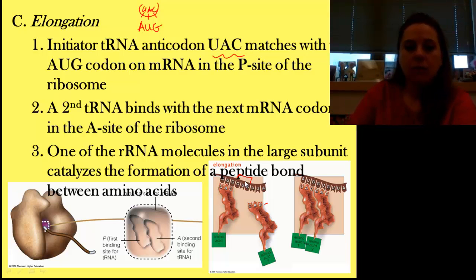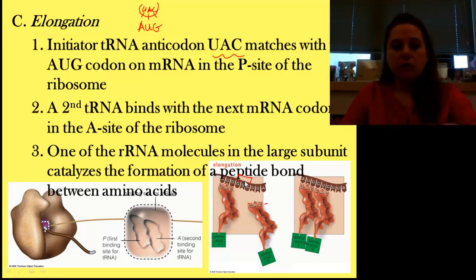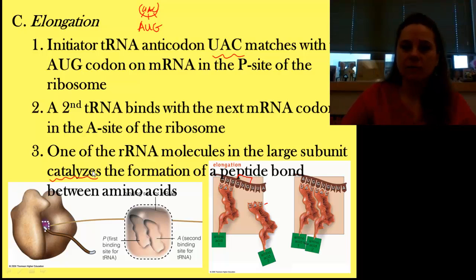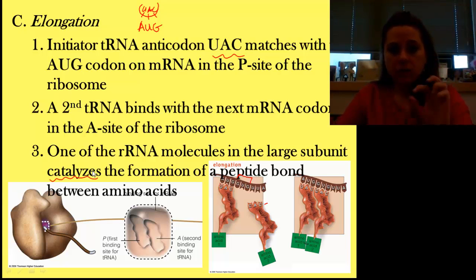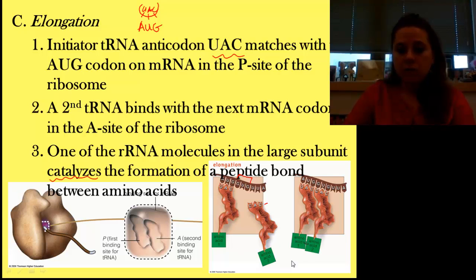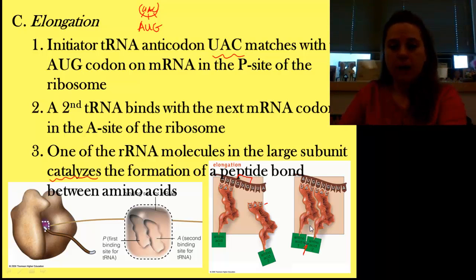Then one of the rRNA, so what the ribosome is made of, right, in the large subunit will catalyze. Whoa, what? RNA catalyzing? Sounds an awful lot like an enzyme. So the RNA, this is why we've always said most enzymes are proteins. Here is an instance where nucleic acid's actually acting like a catalyst. So it's going to catalyze the formation of the peptide bond between these 2 amino acids. So right here, and notice there's that link in the chain. Okay, it attaches right to it. So we have our first 2 matched up.